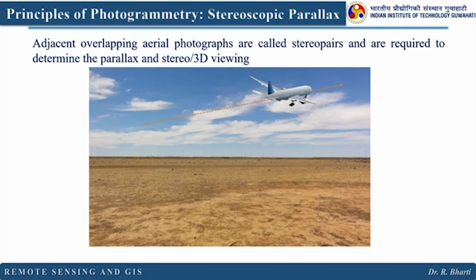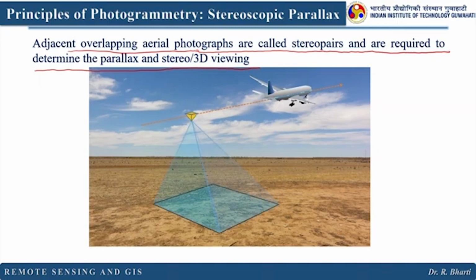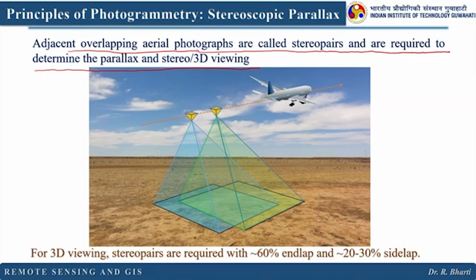We are going to do the overlapped aerial photography. Adjacent overlapping aerial photographs are called stereo pairs and are required to determine the parallax and 3D viewing. Here this is the ground, and for the first position I have captured this particular area. Now I have changed the position and captured with some overlap, and then we can have the stereo pairs. For 3D viewing, stereo pairs are required with approximately 60% end lap and 20 to 30% side lap. If you have this, then only you can generate the 3D image of that particular area.